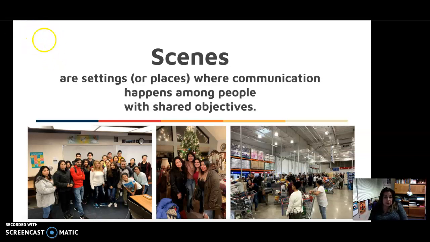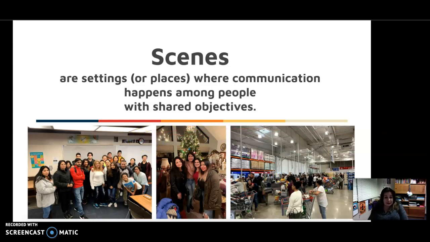So my first example of a scene is a classroom. People are in a classroom. It's a place where communication happens, and the people there usually are there for a specific reason, and they share an objective while they're in that class. My second example of a scene is at a party. People go to parties for different reasons. They have objectives for going to parties, maybe to have fun, to meet people, to celebrate something. And there's communication that happens at parties, and it's going to be different than the communication that happens in a classroom, usually.